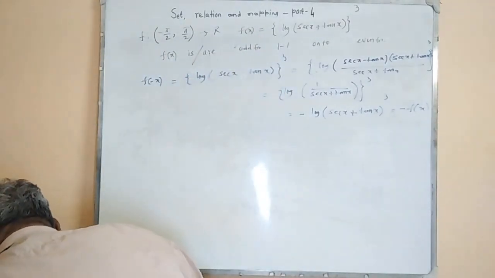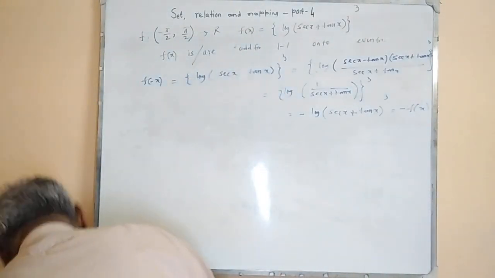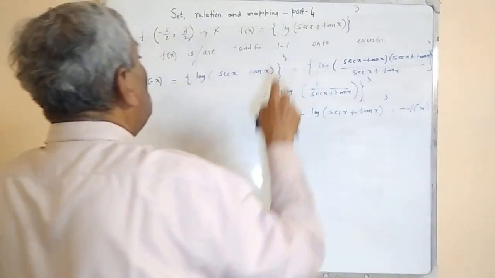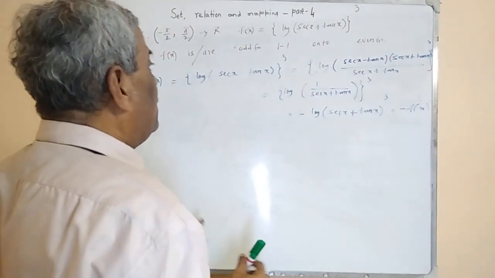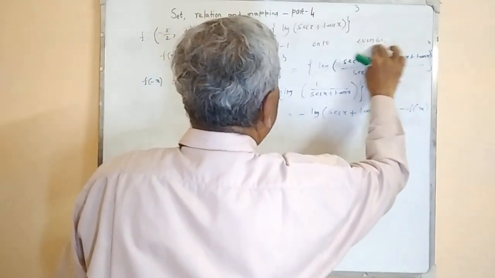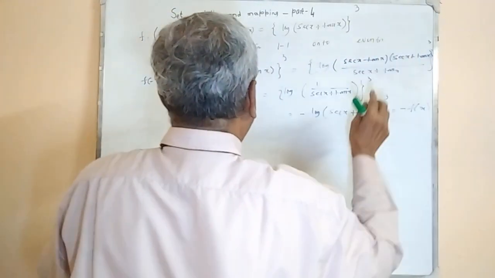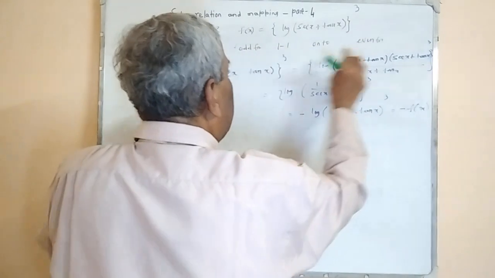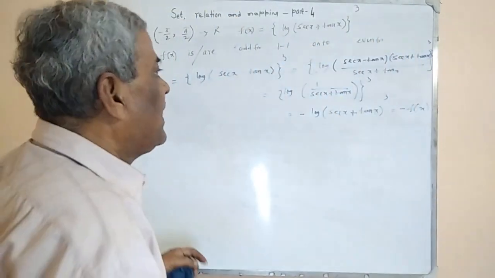Second, let us verify whether one-one, onto, etc. are correct or not. So this is definitely not correct because this is an even function. It is already proved that this is an odd function. So this is not possible.